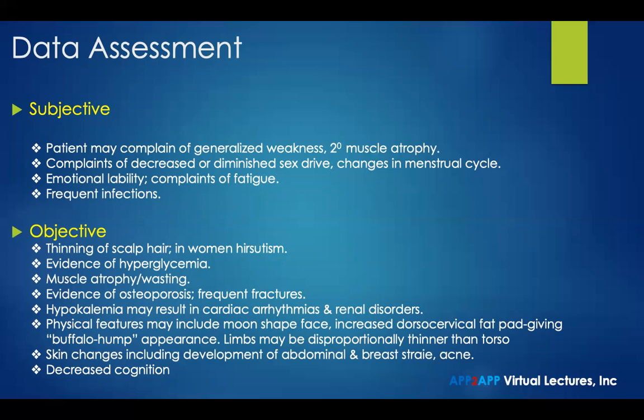Hypokalemia may result in cardiac arrhythmia and renal disorders. Physical features may include a moon-shaped face, increased dorsal cervical fat pad, giving a buffalo hump appearance. Limbs may be disproportionately thinner than the torso. And skin changes, including the development of abdominal and breast striae, acne on the face and on the back, and decreased cognition.